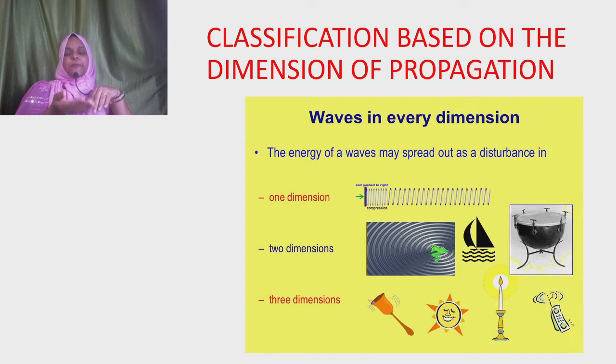Secondly, we have two-dimensional waves. Two-dimensional waves are waves which are propagated through two-dimensional medium. Two dimensions means a surface. So if a wave is propagated along a plane or a surface, then such waves are known as two-dimensional waves. An example is our water waves. Water is propagating along the surface, so it is a two-dimensional wave. Then waves along any membrane, membranes are surfaces, so waves propagated along any membranes will be two-dimensional waves.